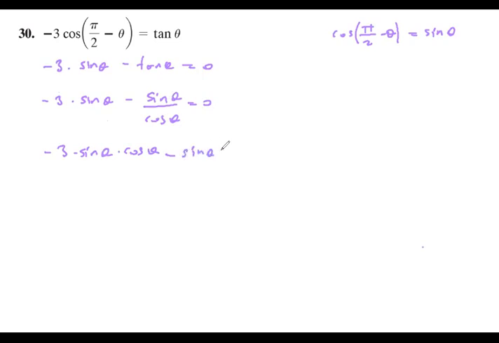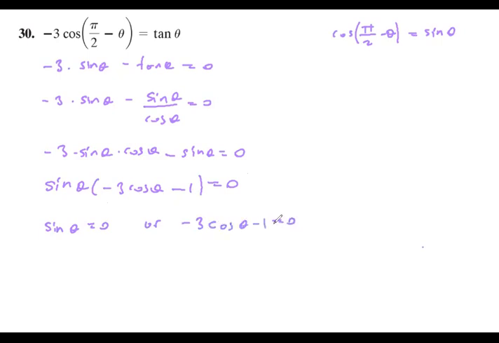So the sine theta will be the only one left over. And we have sine theta, we can factor. So usually factoring is good. If I take this sine theta out, that will give us negative 3 cosine theta minus 1, and this is equal to 0. So the product of two things is equal to 0, so we should have sine theta is equal to 0, or negative 3 cosine theta minus 1 is equal to 0.